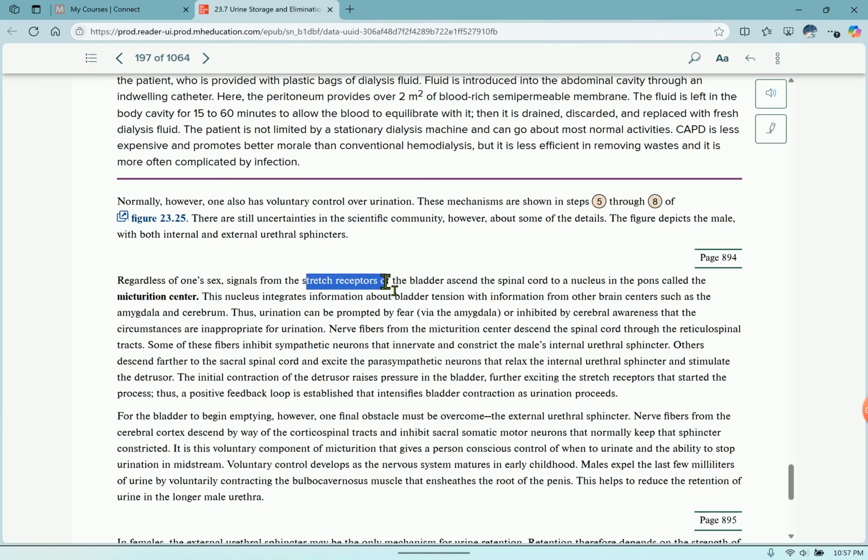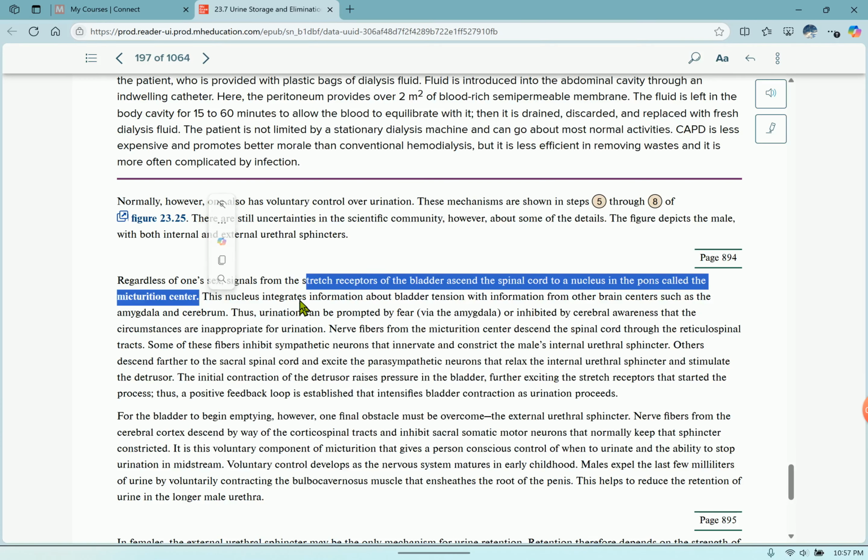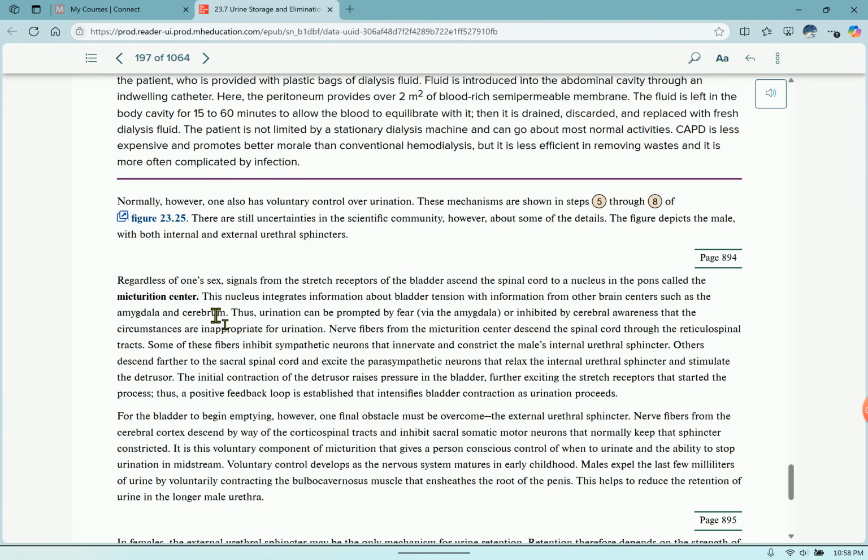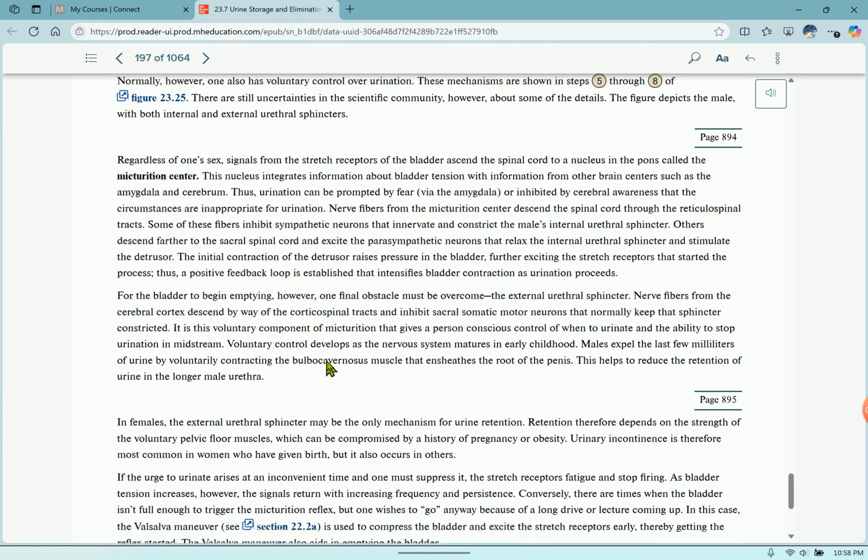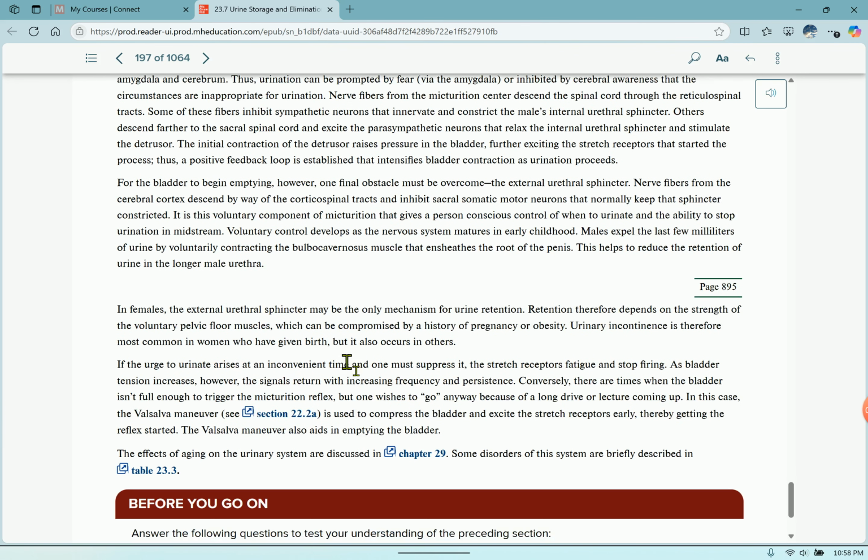All right, that stretch receptor of the bladder ascends the spinal cord and goes to a nucleus in the pons called the micturition center. And this nucleus integrates information about the bladder tension and information from the brain centers such as the amygdala and the cerebrum. So this is where we get that urge to go to the bathroom. So it is a very strong neurological phenomenon.